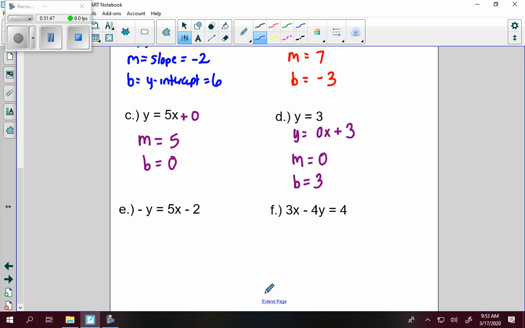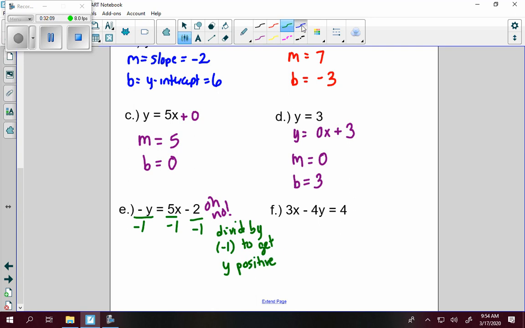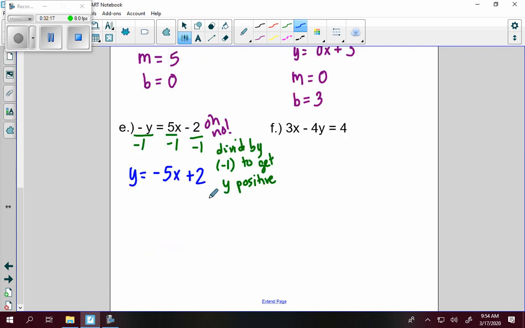On E, I can't tell you because this is a negative. Be careful. So here I'm going to divide by -1 to get y positive. When I divide by -1, I have a positive y equals -5x plus 2. Yay. Now I can tell what the slope is. Now I can say my slope is -5 and my y-intercept is 2.